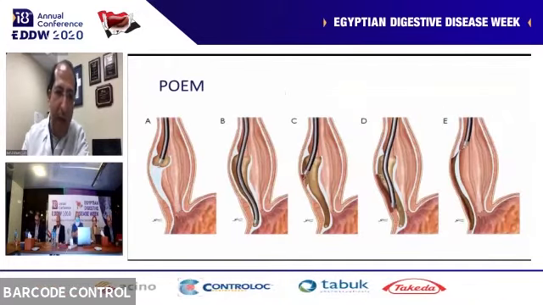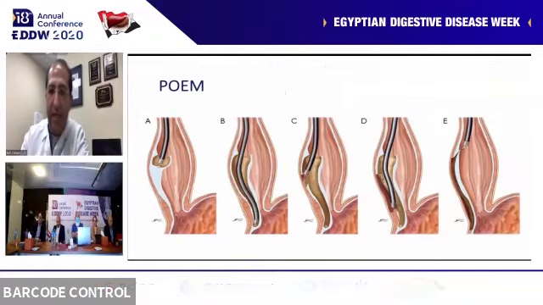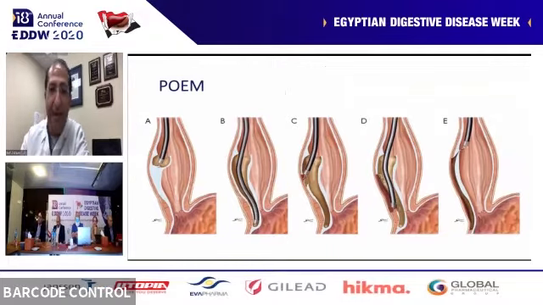So A is creating the bleb, B is dissecting all the way down to the lower esophageal sphincter, C is performing the myotomy, D is completing the myotomy, and E is closure of the tunnel. And as easy as it looks, it's a very tricky procedure.